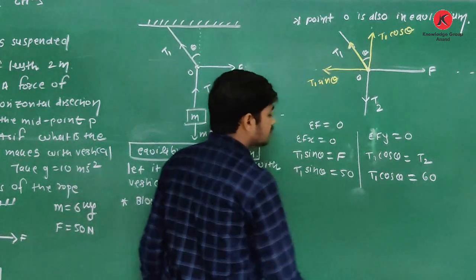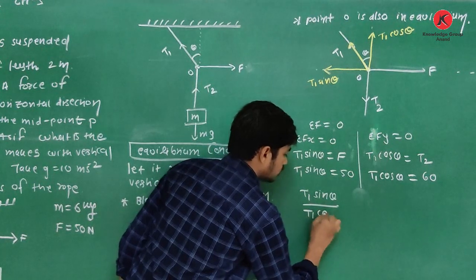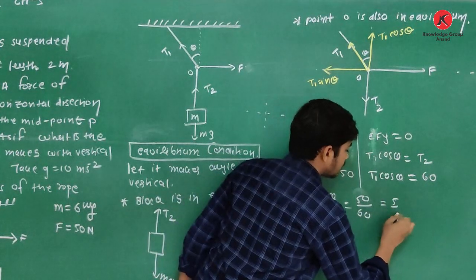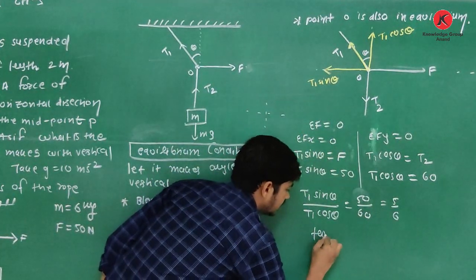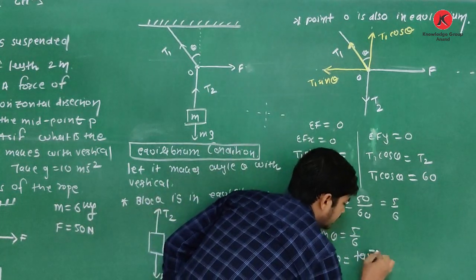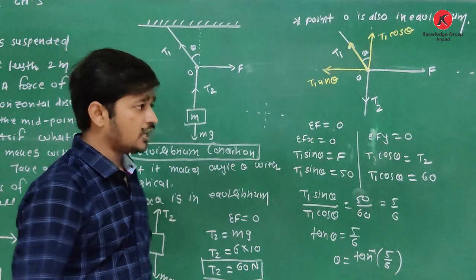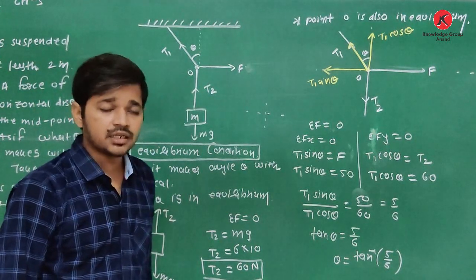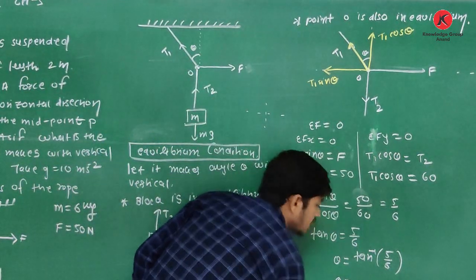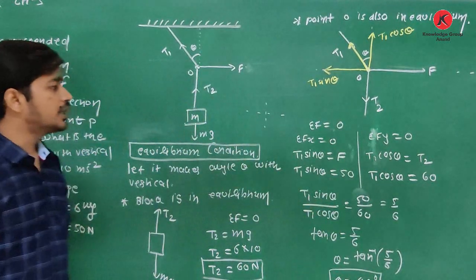Now, if I take the ratio of these two equations, that is T1 sin theta upon T1 cos theta, then I will get 50 upon 60, means it is 5 by 6. So tan theta is equal to 5 by 6. Therefore theta is equal to tan inverse 5 by 6. Clear about this? If you calculate in calculator, how to find the angle, that we have already discussed in the meeting. If you find the angle, theta is equal to nearly 40 degree.